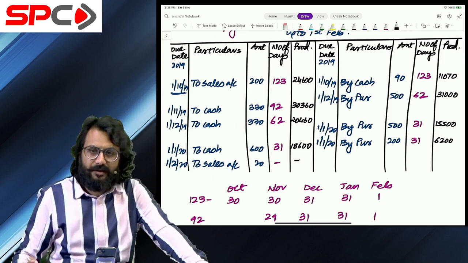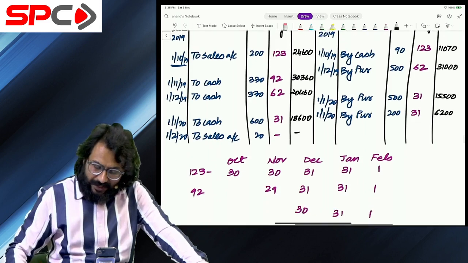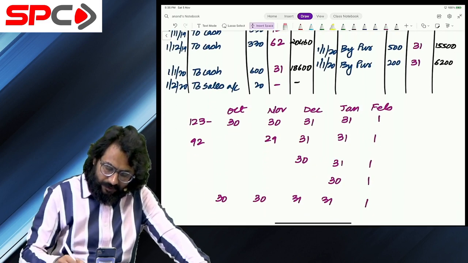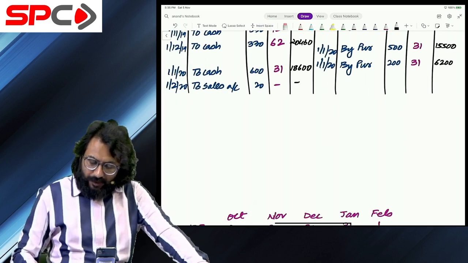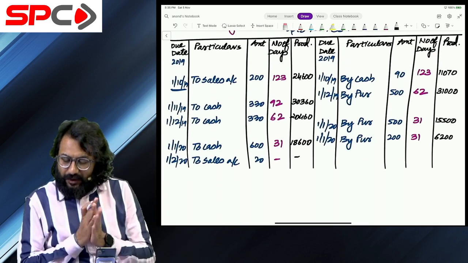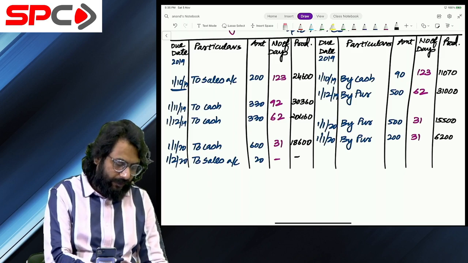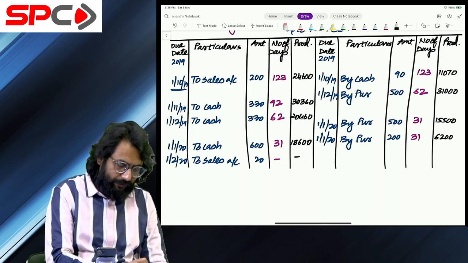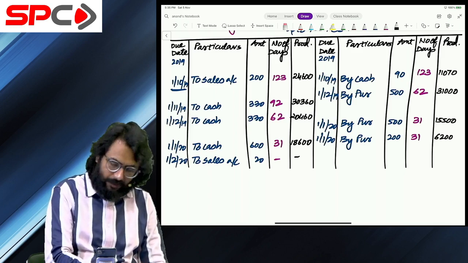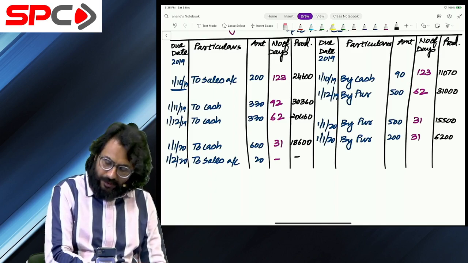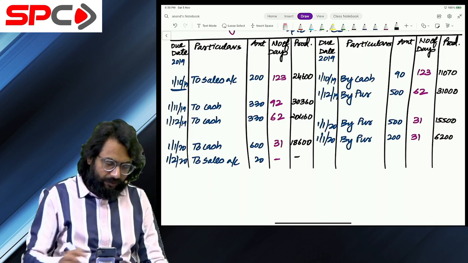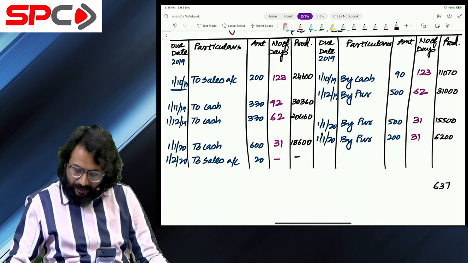Boys and girls, girls and boys. With this, can I ask you? You tell me, can I ask you? Can you calculate the product total? So take on your calculator. 11,070 plus 31,000 plus 15,500 plus 6,200. So can I not say 63,770? I am writing it in the rough.